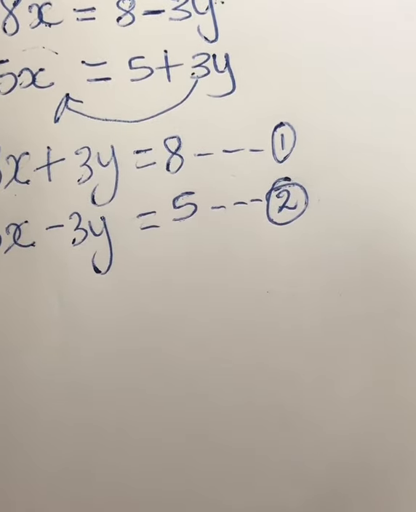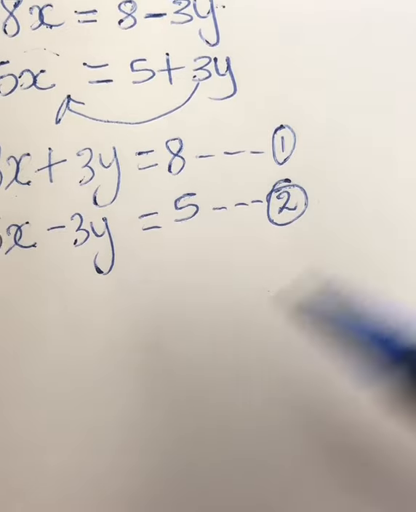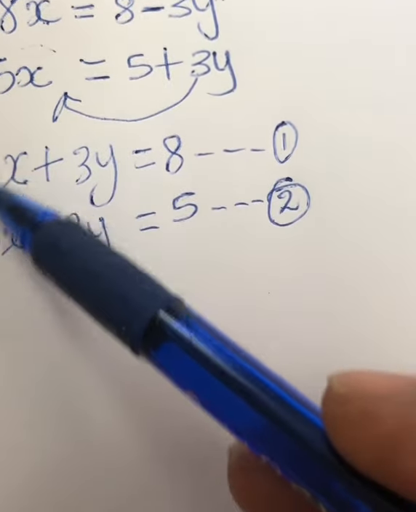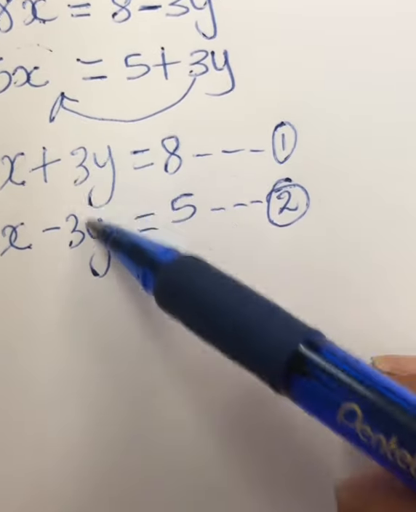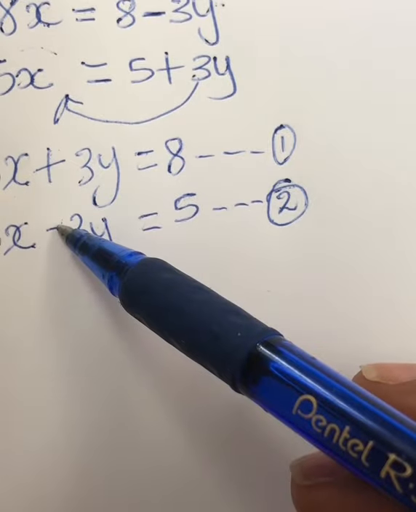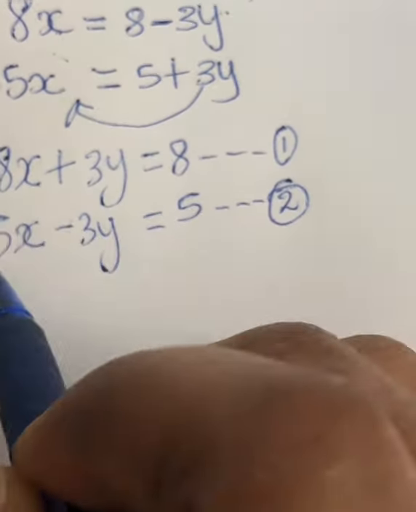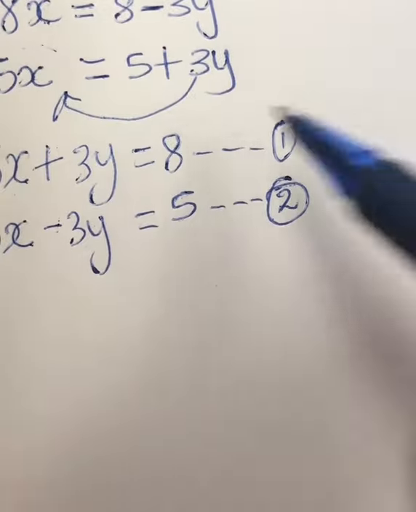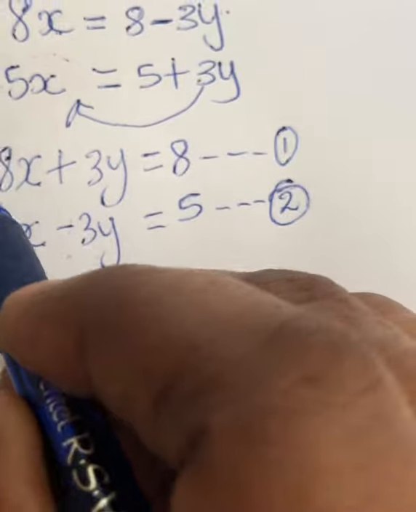Look carefully, I can easily solve this equation as well. My x's are not of the same value, so I'm not gonna eliminate x, but my y's are of the same value. They go in different directions. So, remember what I said in the previous video? When the signs are different, we add.